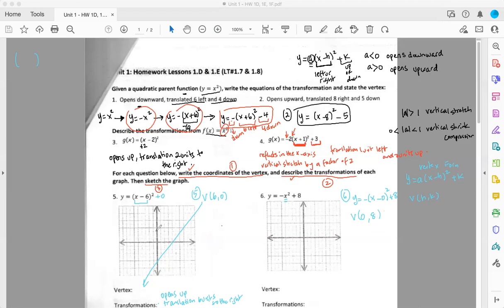Oh, we forgot a sketch for number 5. For number 5, let's go back and sketch. You see? We did 2 parts out of 3, so I have to be careful. I have to be careful. For the vertex, (6, 0).